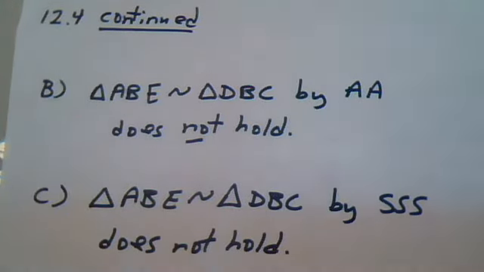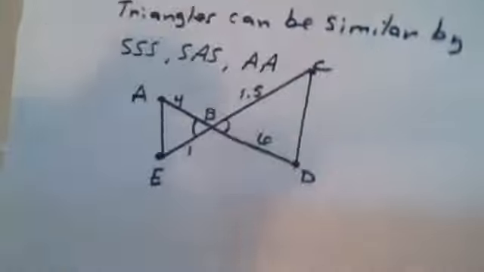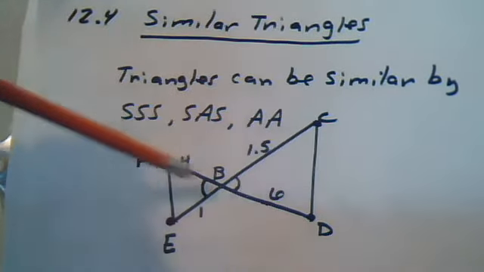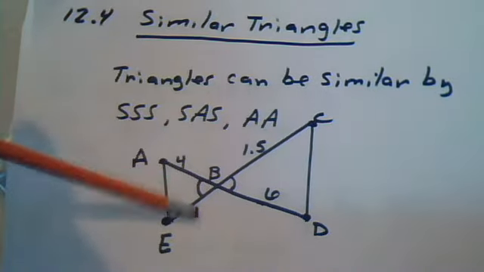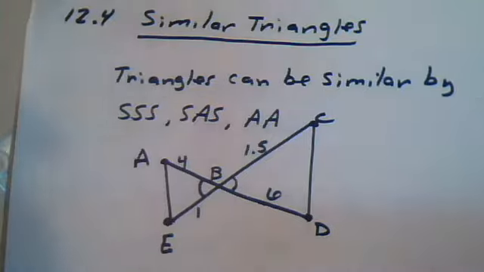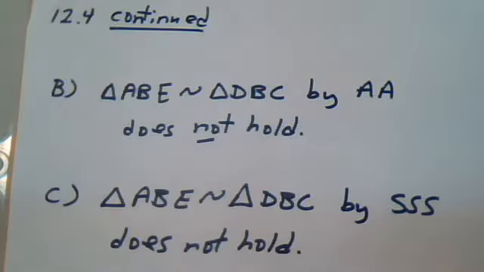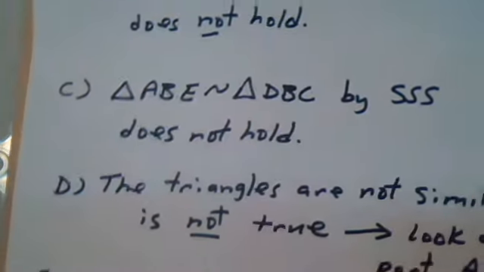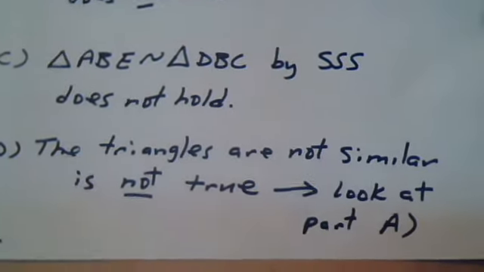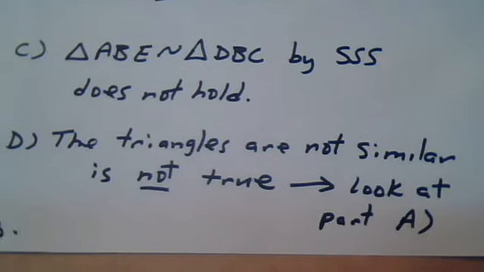How about C? Can we say that triangle ABE is similar to triangle DBC by SSS? It does not hold, because to use SSS, you would have to know the lengths of the three sides of each of the triangles. But they only gave us these two sides for this triangle, these two sides for this triangle, and these sides are missing. So we don't have enough information for SSS. And D, the triangles are not similar. It's not true, since we demonstrated in A that they are in fact similar.